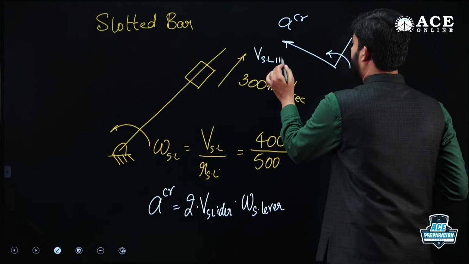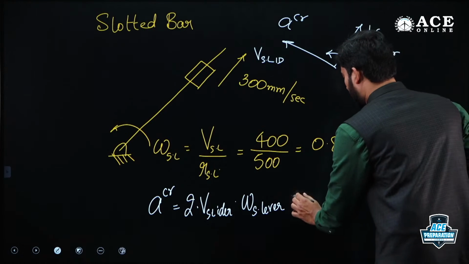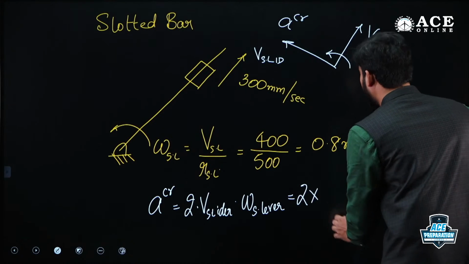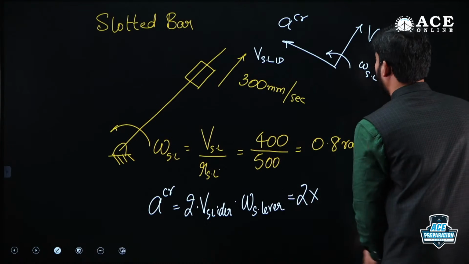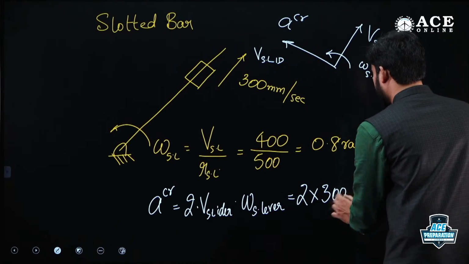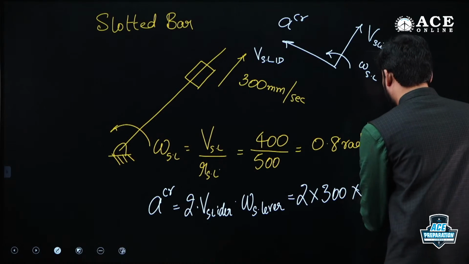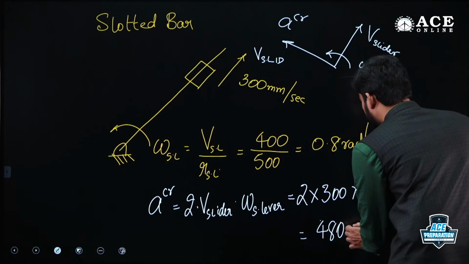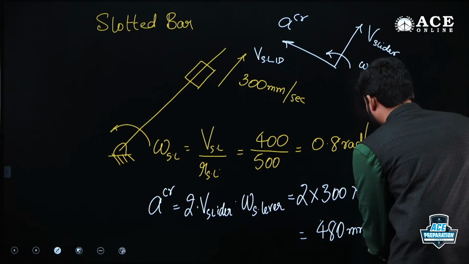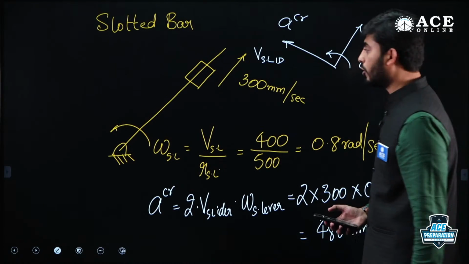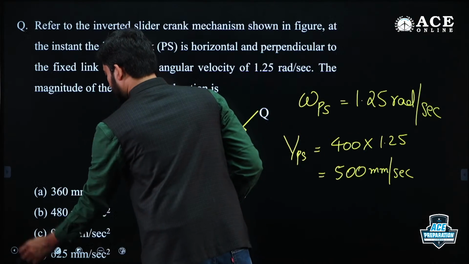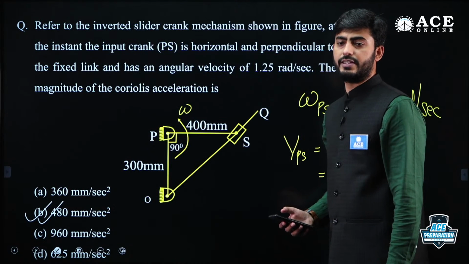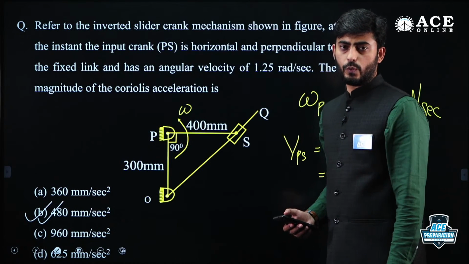Both are SL, so I have to be careful with the subscripts. So this is 2 into V slider, which we have got as 300, into 0.8. That is 1.6 into 300, which is 480 per second square. That is option B. Option B is the answer. Okay guys, so we will be breaking now.